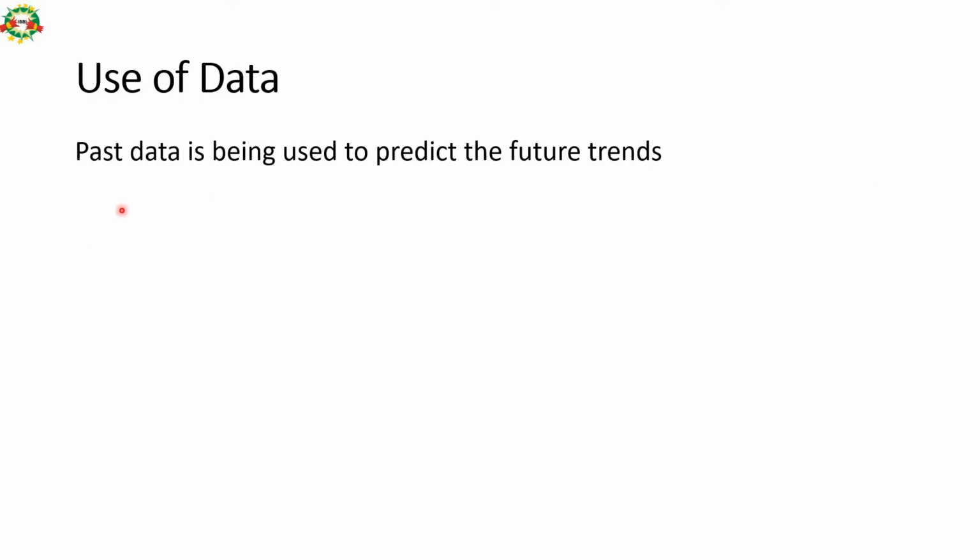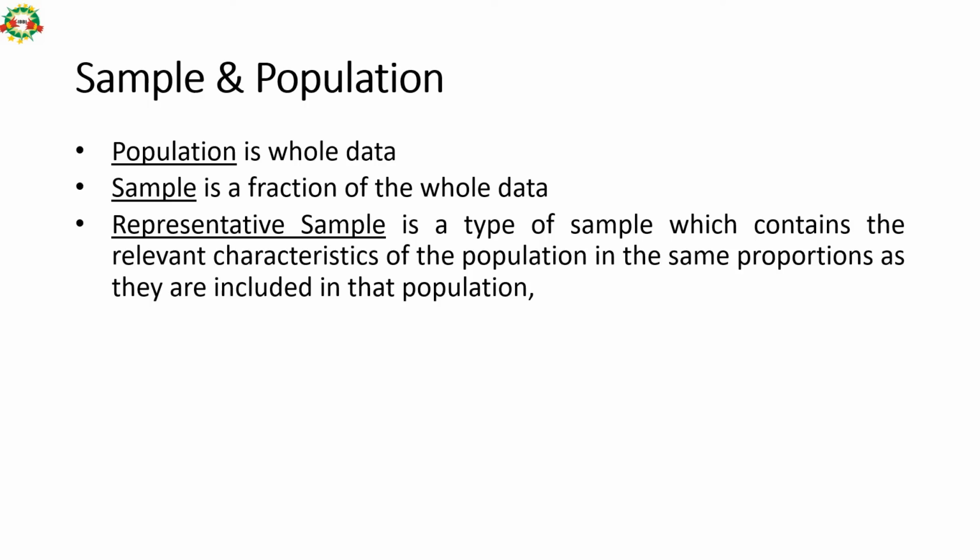Use of data. Past data is used to predict future trends. We'll stick to the specific topics and areas which are important from an exam perspective. Otherwise, this statistics topic is very large and cannot be covered in 4-5 sessions. So if the examiner asks any question about use of data, then a 1 mark theory question may come: past data is used to predict the future trend. Please remember this from an exam perspective.